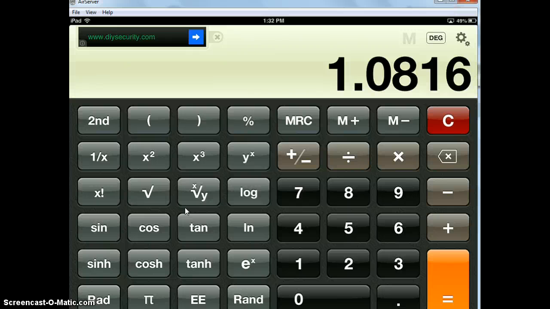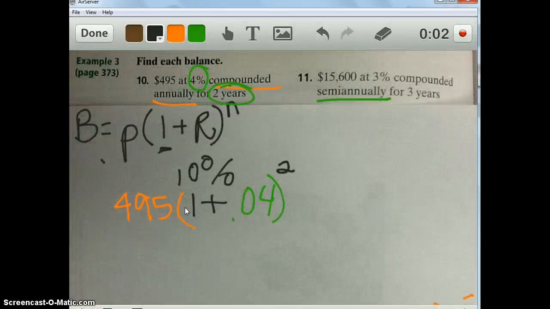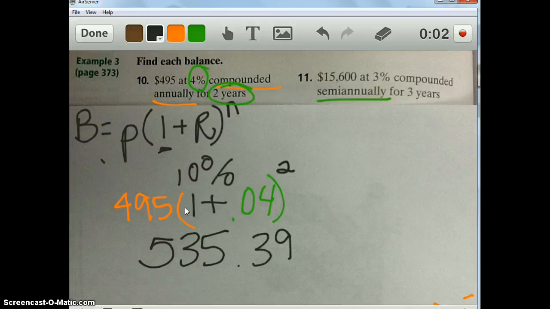Now I multiply that by the original 495. So times 495, and I get $535.39. Right. So my total is $535.39. So when you do it compounding, you make more money off of your money.